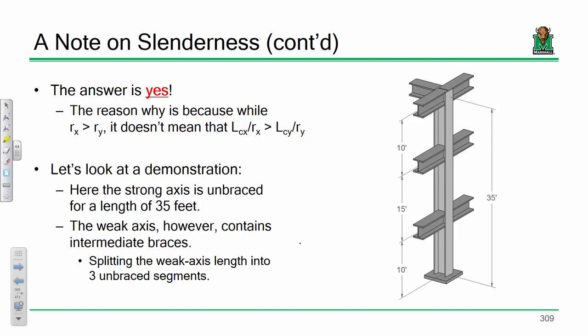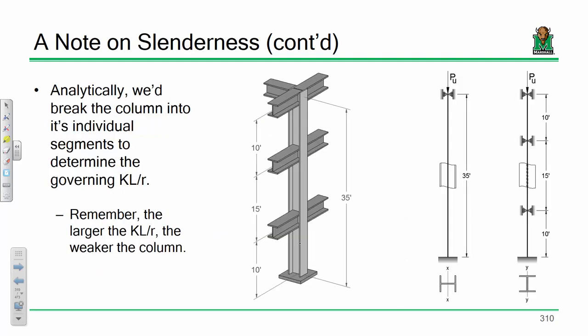So here's the thing. It's not a matter of whether or not Rx is bigger than Ry. It's about what the biggest L over R value is. It's about what the biggest slenderness is. Remember, as slenderness goes up, capacity goes down. So what we end up having to do is find the worst case slenderness value. So you have to check both axes.